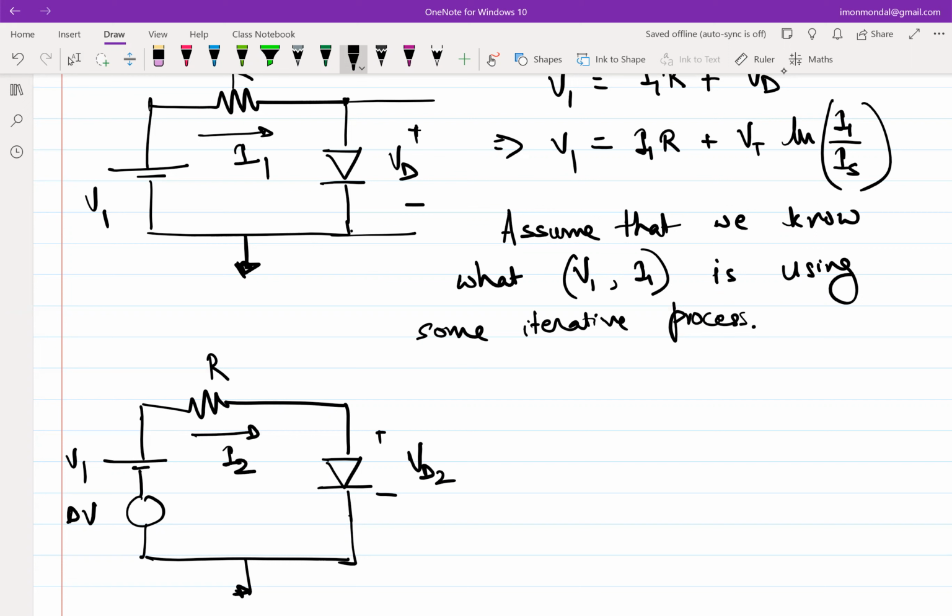So what will this new equation be? It will simply become V1 plus delta V equals I2R plus VT ln of I2 by IS. Now what? We go through the same process again, iterate again and figure it out, or can we do something smart? What do you think? Can we do something smart, for small delta V?